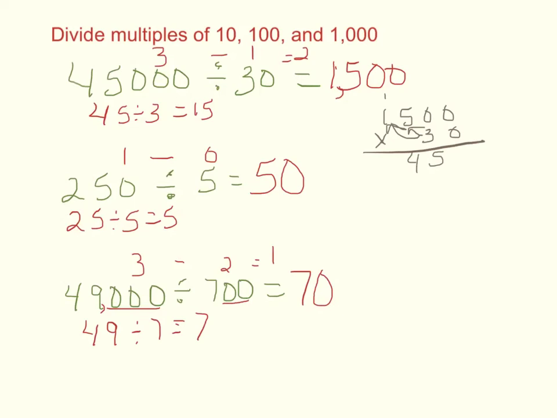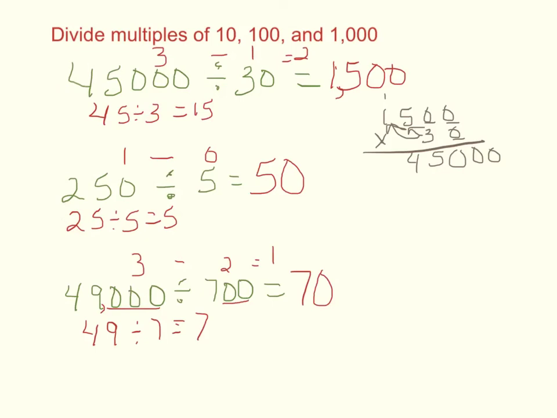Now we slap on all of our zeros, which is 1, 2, 3 zeros. And we'll see we have 45,000 down here, 45,000 up there. Let's check our next one.